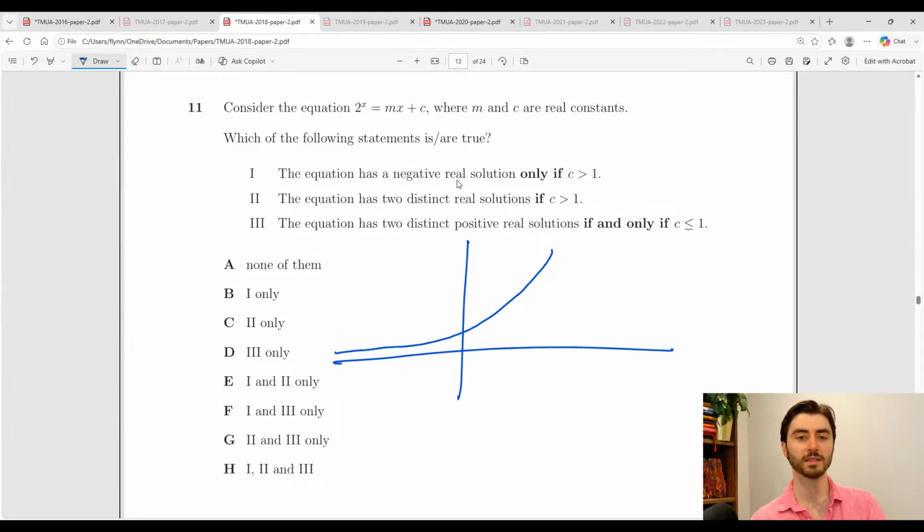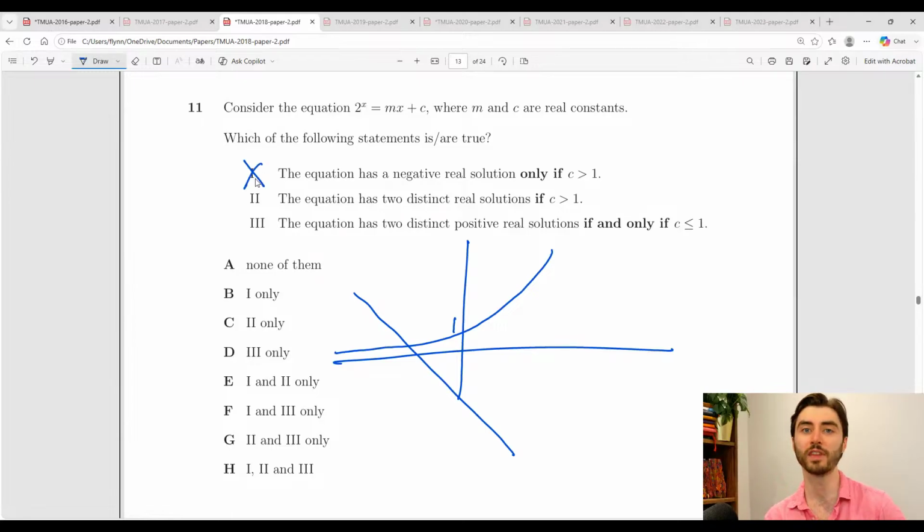The equation has a negative real solution only if C is positive. Not even positive, but bigger than 1. The reason why that's relevant is because that's this crossing point here. Well, that's not true. Here, C is less than 1, and I still get a negative real solution. So it's basically trying to come up with the counterexample.